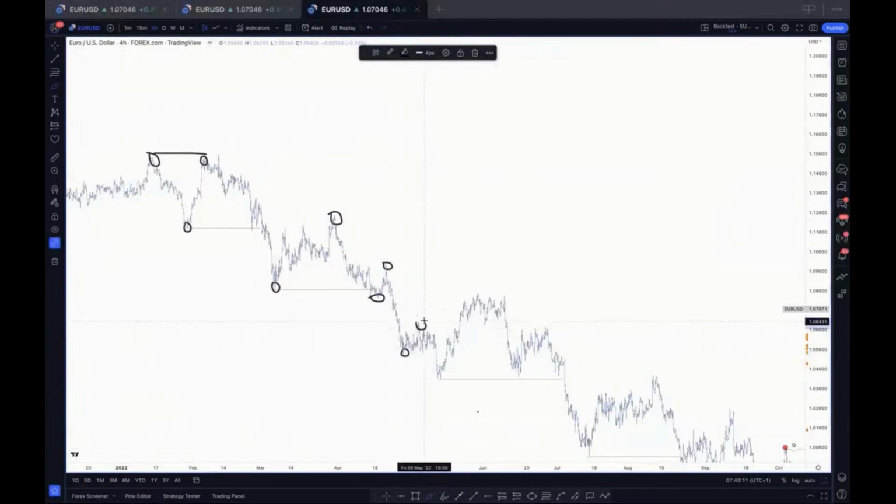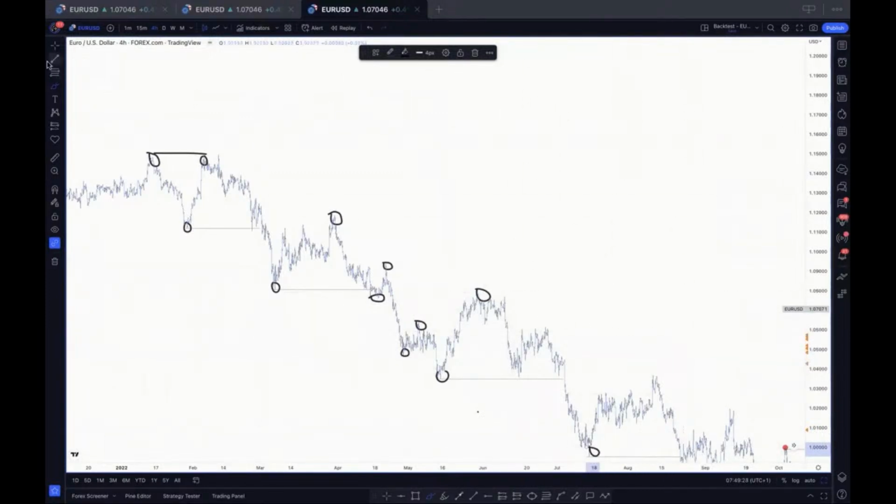So it made a new low here, pulled back up a little bit, right? And then pulled down again, made a new low here, and then pulled back up a little bit again, and then broke structure, and then made a new low here. The bearish momentum basically continues, right?